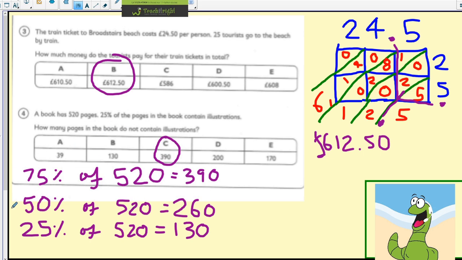Again, splitting your percentages up into easy to work out ones that you can add together to work out a more complicated one, I think is your best method. So I wanted 75, so I worked out 50 and 25 and added it together. Great method.